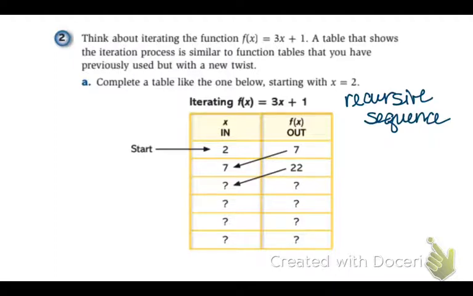So with this function, 3 times 2 is 6, 6 plus 1 is 7. That output then becomes the next number that I'm going to input into that function. So 3 times 7 is 21. 21 plus 1 is going to give us 22. 22 then becomes our new input. 22 times 3 is 66. 66 plus 1 would give us 67. And then we just keep creating this table and finding new outputs that would then become the next input. So that's really all that we have to think about for function iteration when we're just using the function rule.